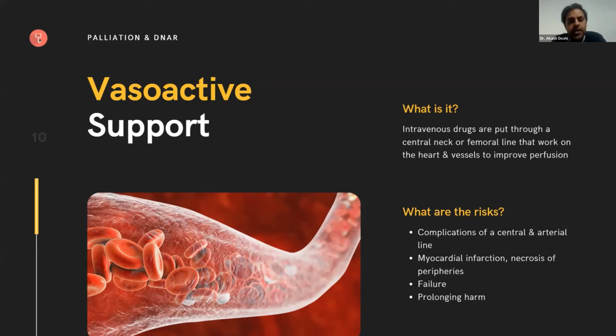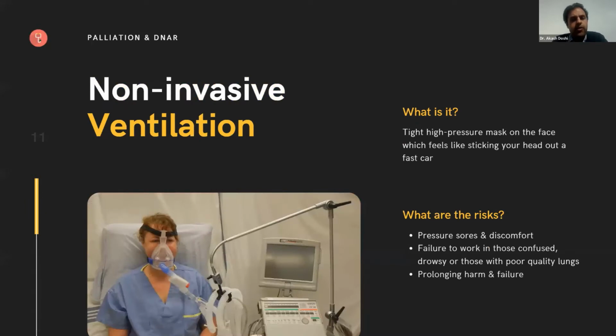There's always, in any of these strategies, a risk that it might fail and might not work. And it may simply cause prolonging of harm. Essentially, again, as always, if the body is unable to fix itself, if we're unable to reverse the underlying issue, then giving this will only improve the blood pressure, but actually won't change the outcome in any way. So we might be in a situation where we're doing this and it's just prolonging things, but it's prolonging the inevitable. There's also non-invasive ventilation.